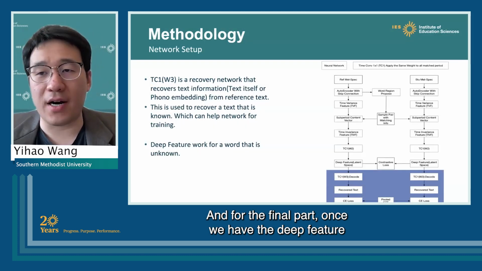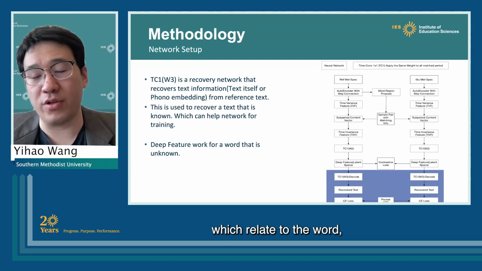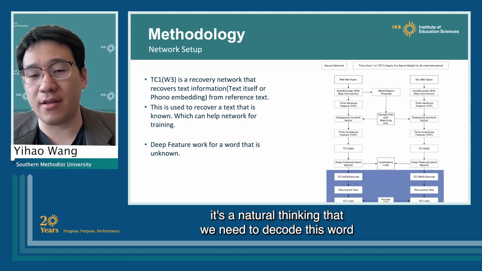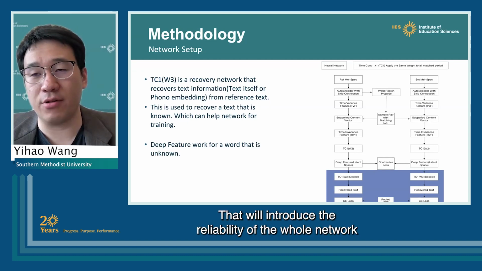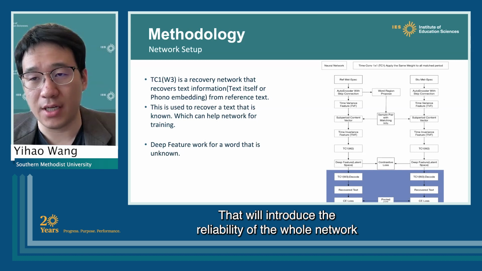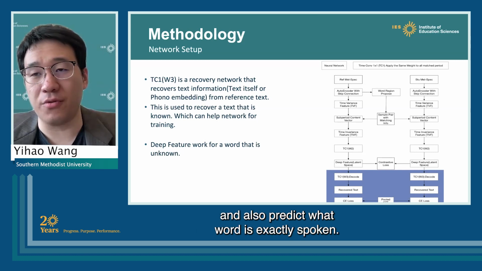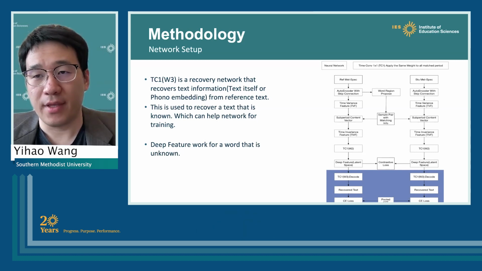And for the final part, once we have the deep feature related to the word, it's natural to think that we need to decode this word to recover the text. That will introduce reliability to the whole network, and also predict what word is exactly spoken.